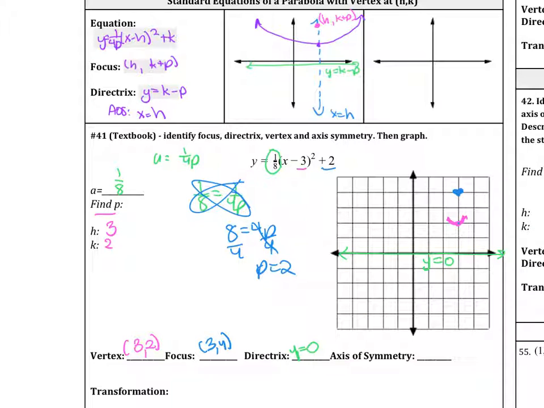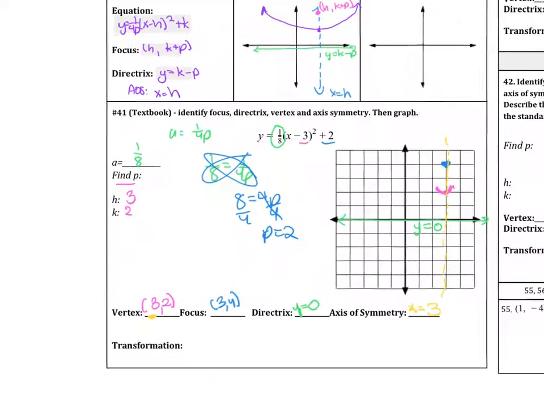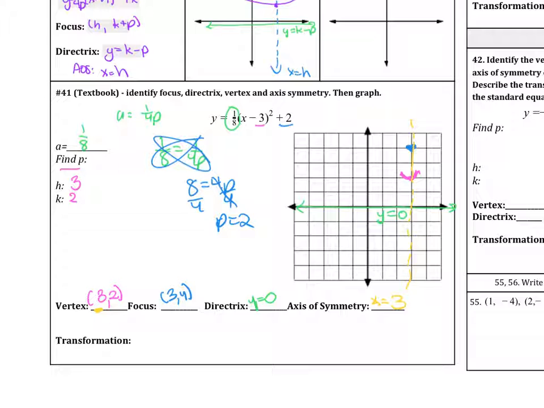The axis of symmetry is the x value of the vertex. So the axis of symmetry is here, and the x value of our vertex is here. So it's x equals 3. We could talk about our transformations. So we know that it's right 3 and up 2.